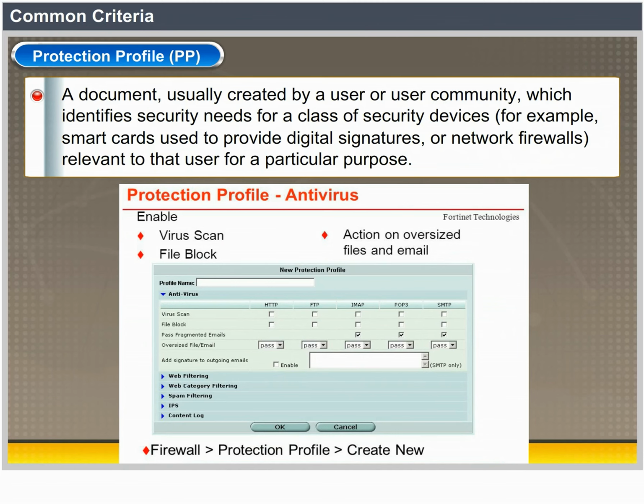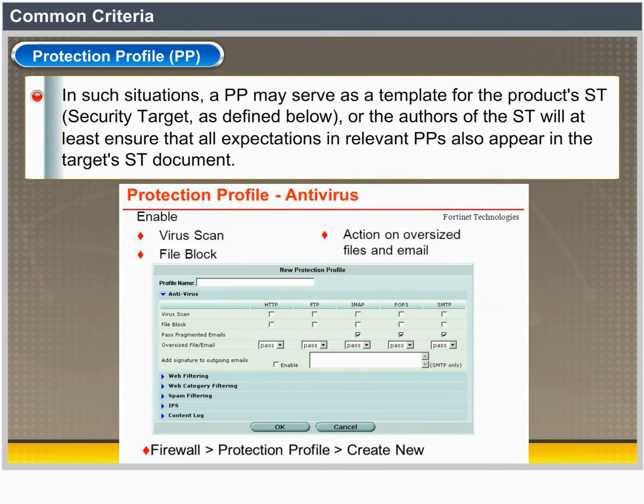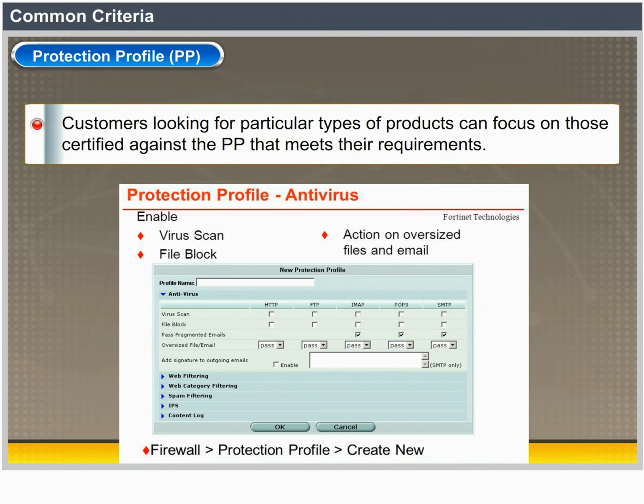Product vendors can choose to implement products that comply with one or more PPs and have their products evaluated against those PPs. In such a case, a PP may serve as a template for the product's ST, security target, as defined below, or the authors of the ST will at least ensure that all requirements in relevant PPs also appear in the target's ST document. Customers looking for particular types of products can focus on those certified against the PP that meets their requirements.